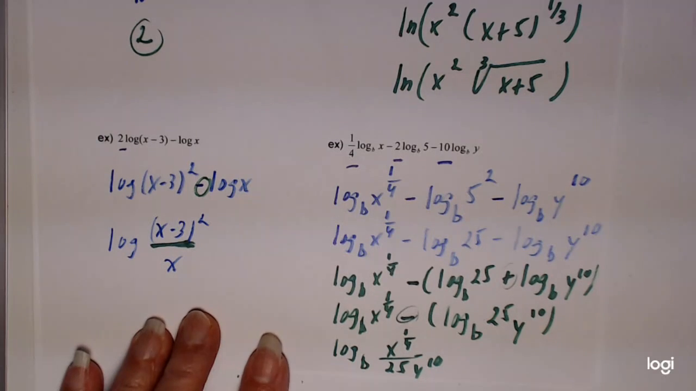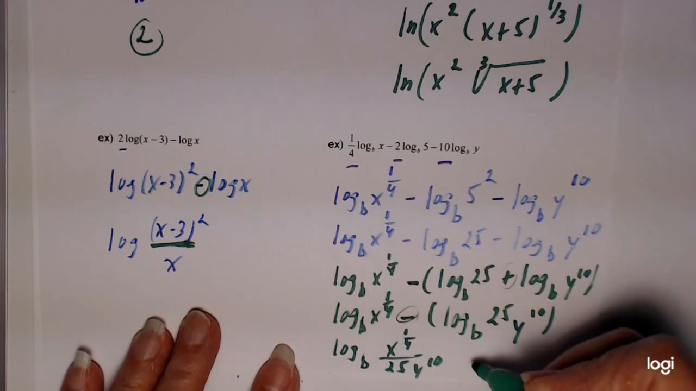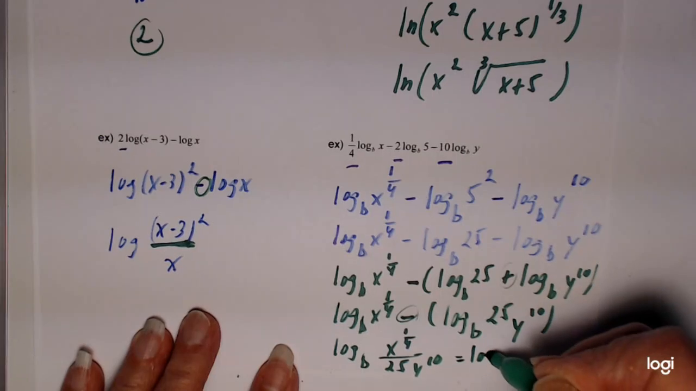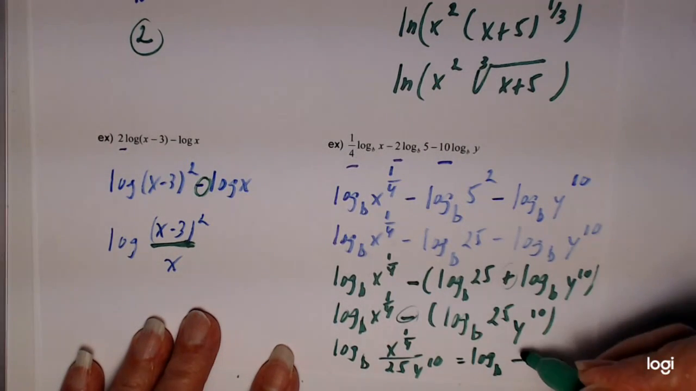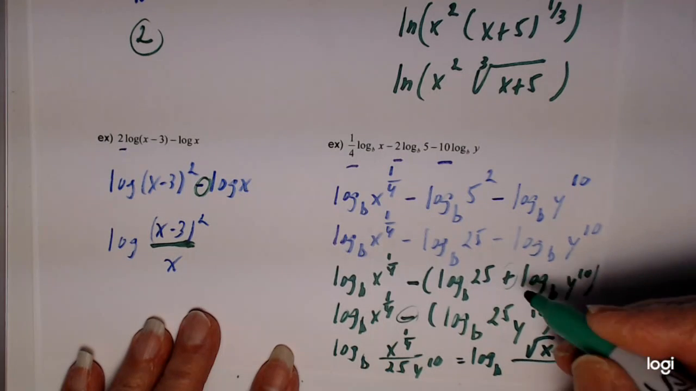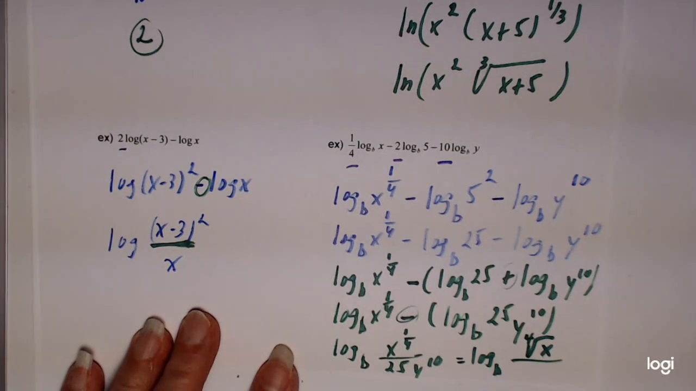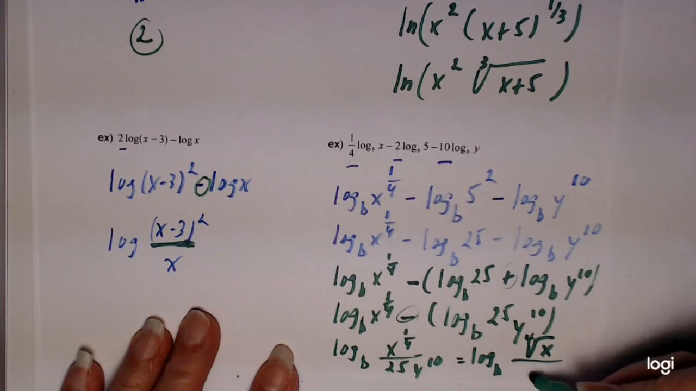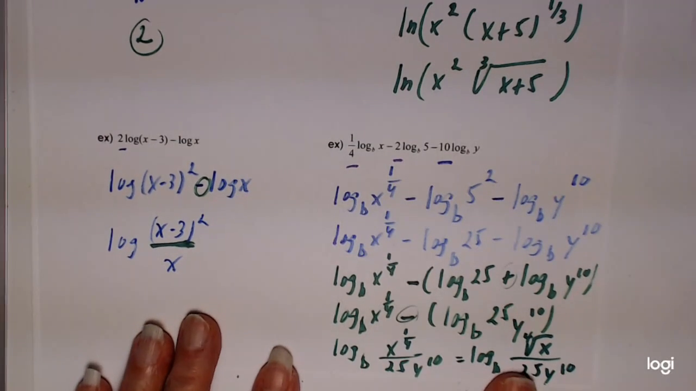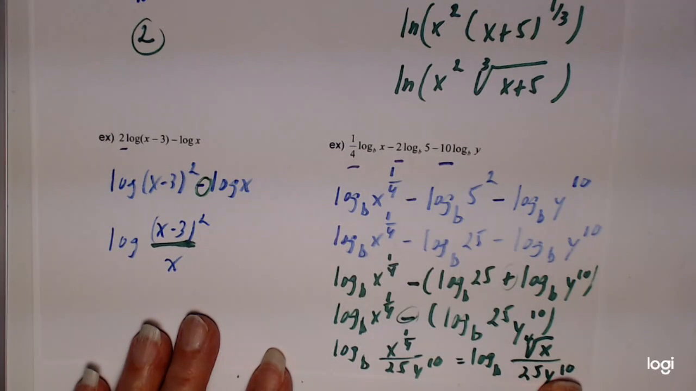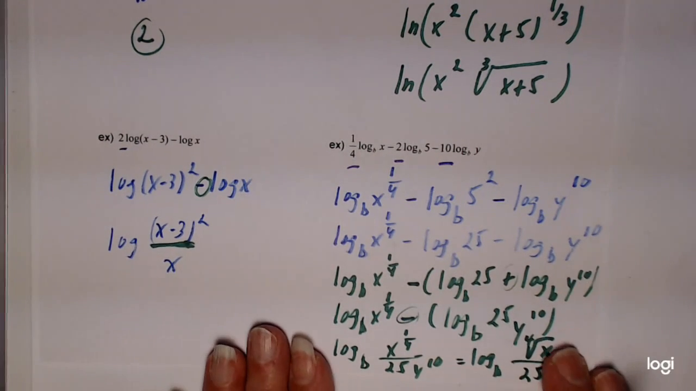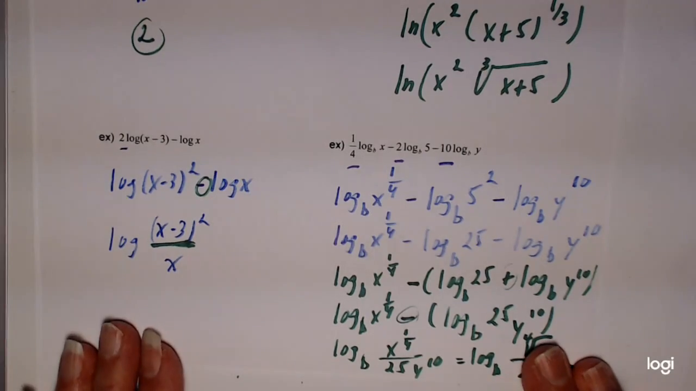So here is our answer, and we are going to tidy it up a bit. Log base b, and this x to the 1/4, I'm going to write as a radical. x with that 4 there to show the root is 4, and then the 25y to the 10 stays the same in the denominator. So that's one approach.